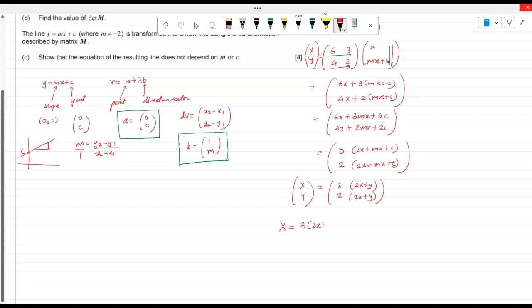3 times 2x plus y, correct? What's your Y? 2 times 2x plus y. So X upon 3 will be 2x plus y. Y upon 2 will be 2x plus y. So equating that, X upon 3 is equal to Y upon 2. So cross multiply, 2X is equal to 3Y. This is your new equation in X and Y. It doesn't depend on this.